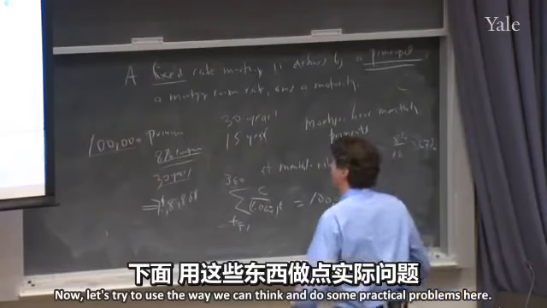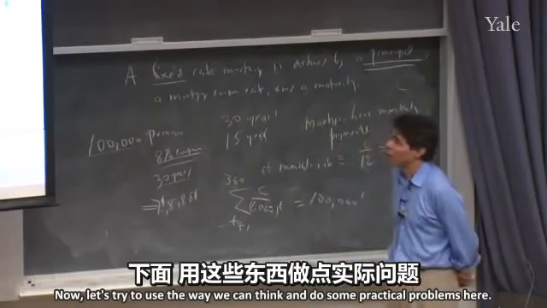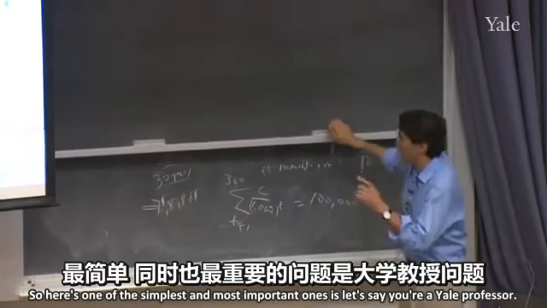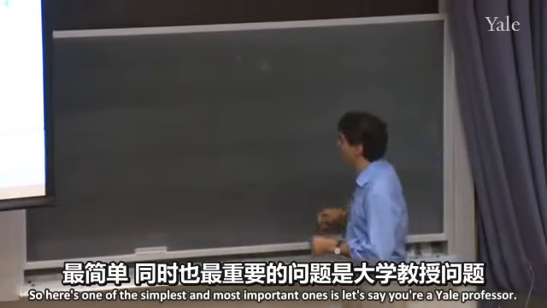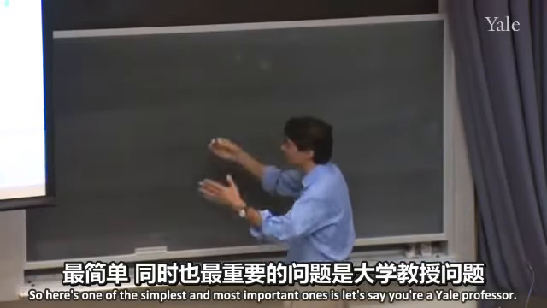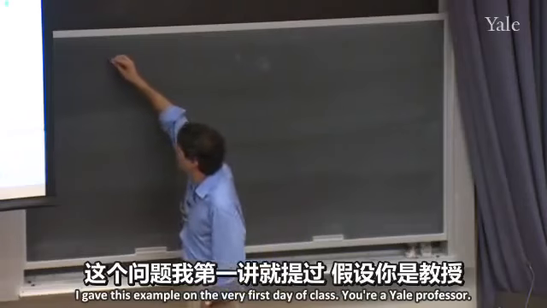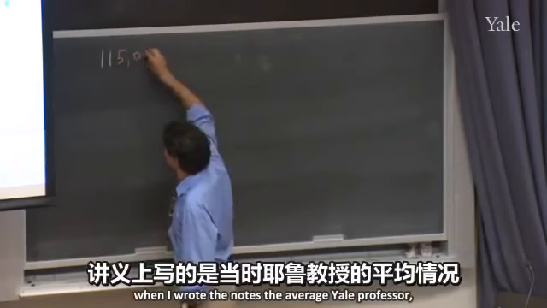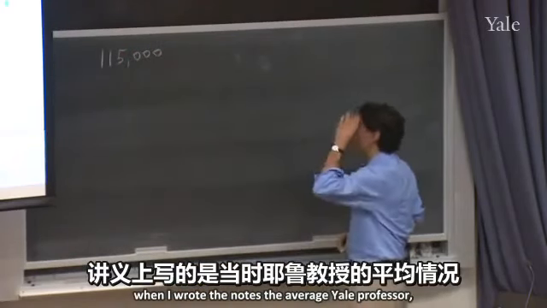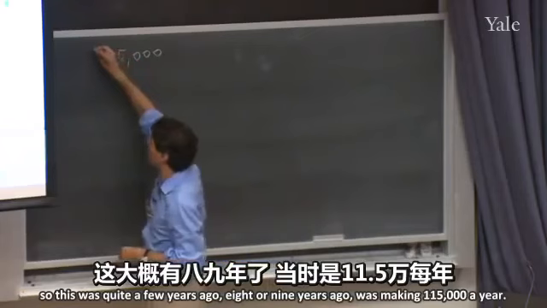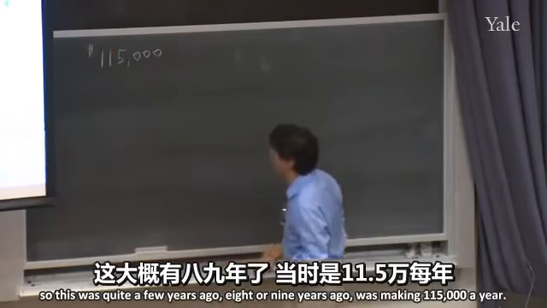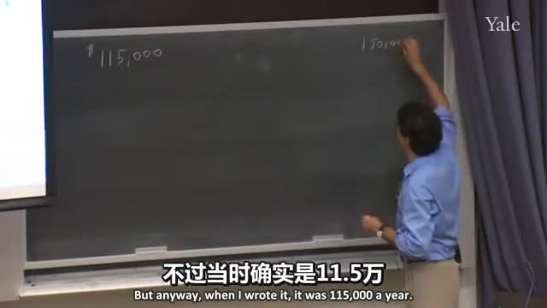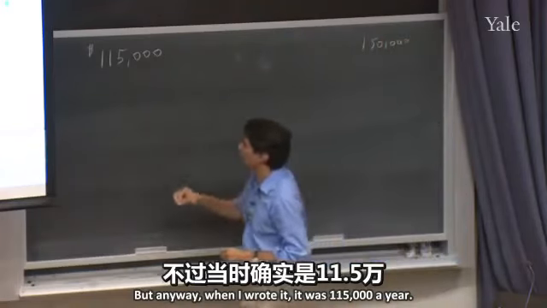Now, let's use the way we can think and do some practical problems here. One of the simplest and most important ones: let's say you're a Yale professor. I gave this example on the very first day of class. When I wrote the notes, 8 or 9 years ago, the average Yale professor was making $115,000 a year. Now, as it happens, the average Yale salary is $150,000 a year. But when I wrote it, it was $115,000 a year.